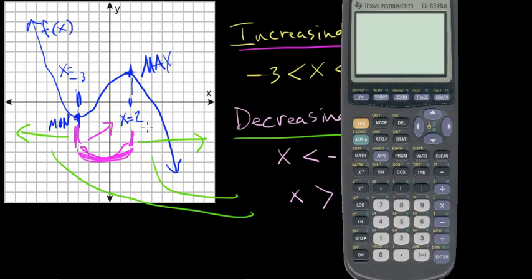Okay, let me back up here. All right, I'm going to give you a function. Let's suppose I have the function p of x equals x to the third minus 2x squared minus x plus 2. Okay, that's p of x.